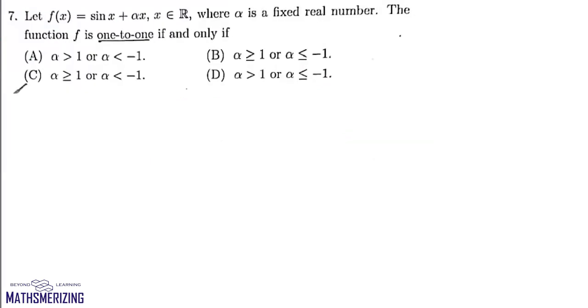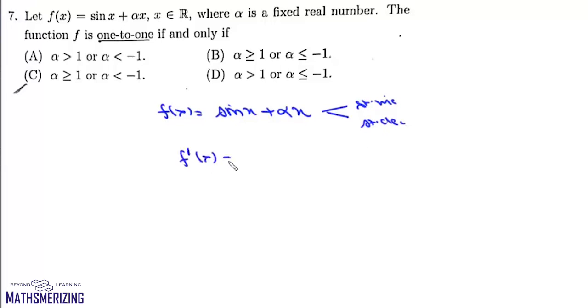Now question number 7 is: we are given this function f(x), which is sin x plus alpha x for x belongs to R. If this function is 1-1, then we need to find the range of alpha. Now this function is 1-1 if it is either strictly increasing or strictly decreasing. Now first we'll find f dash x. f dash x will be cos x plus alpha.